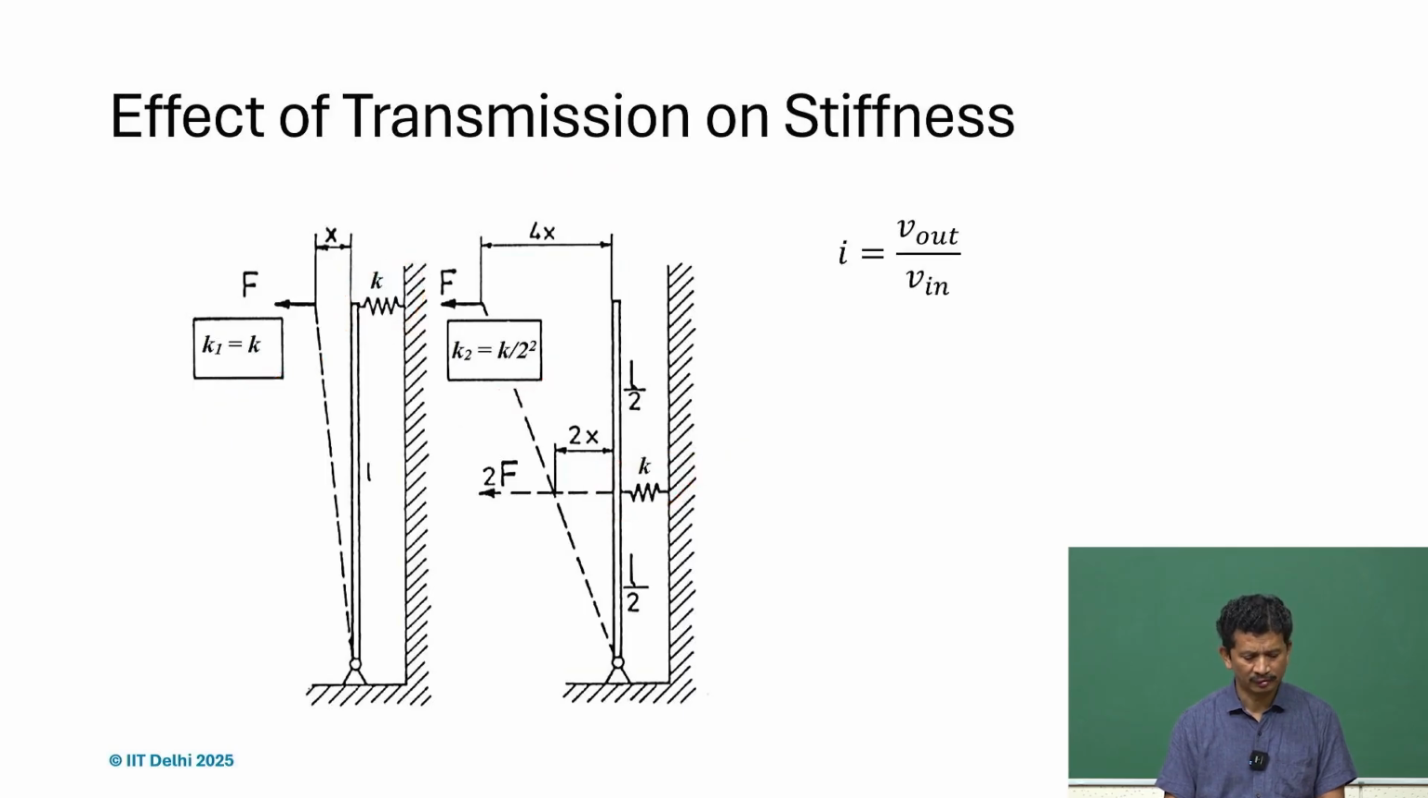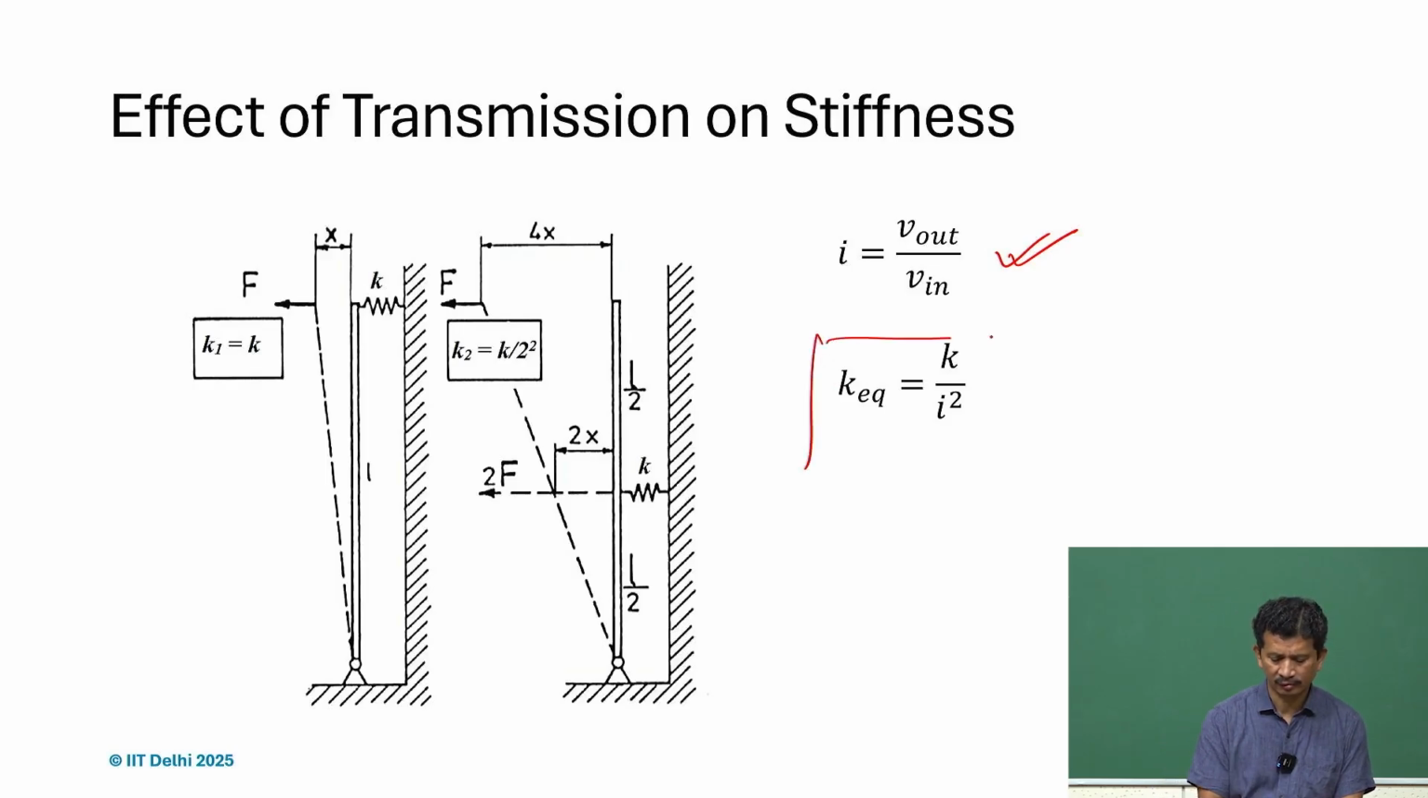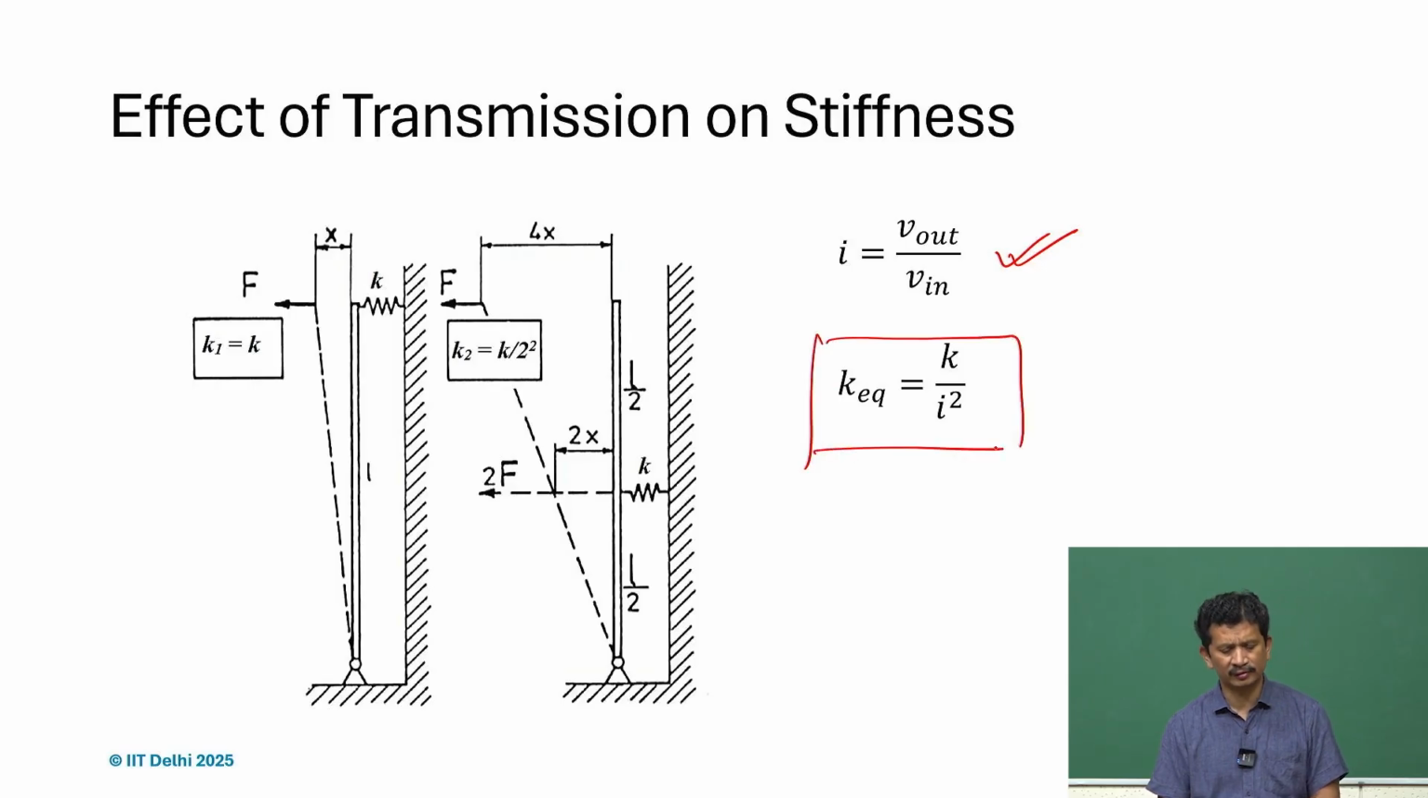If we define the transmission ratio as V out by V in, where V out is the point of interest where we are applying the actuation or the force, and V in is the placement of the spring, then if we generalize it, we realize that the equivalent stiffness is k over I square.